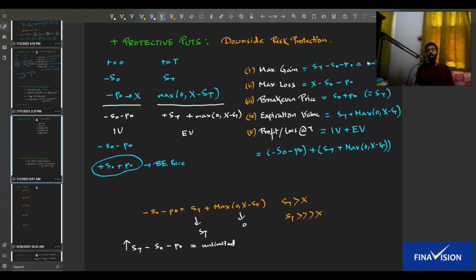And this happens at what position? When the spot price at expiry is greater than or much greater than X, right? These two criteria. Second is, when does maximum loss happen? This happens when the spot price at expiry is less than or equal to the strike price. So that's how this happens, right?